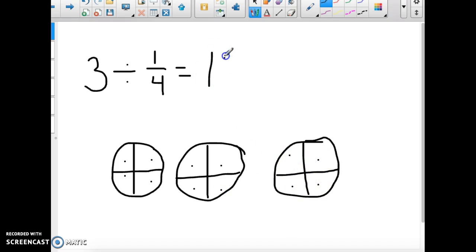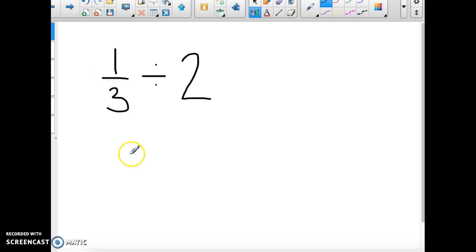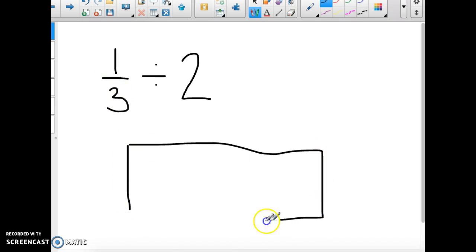And this is a reasonable answer because I'm starting with 3 wholes, but I'm breaking it into little pieces and I'm counting up the pieces. So I should have more pieces than what I started with because I divided those wholes up into pieces that are less than 1. That's not going to be a reasonable answer when I look at the next question, because here I don't have a whole. I only have 1/3. So let's take a look.